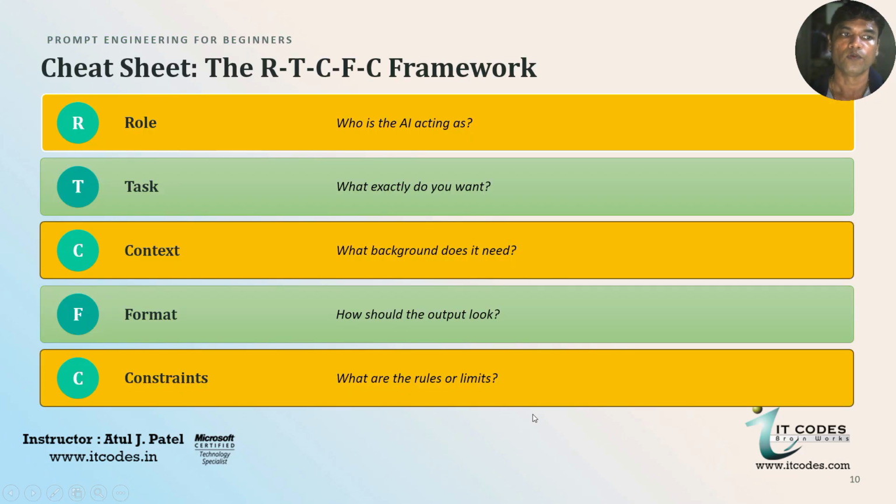We again see the cheat sheet at the end. First and foremost is role: who is the AI acting as? That has to be given. Task: what exactly do we want? Context: what background does it need? That is, what is the background of what you need? Format: how should the output look? And constraints: what are the rules or limits in the output which you need generated by that AI prompt? So these are the five things which are relevant for generating better output using your prompts on any AI.